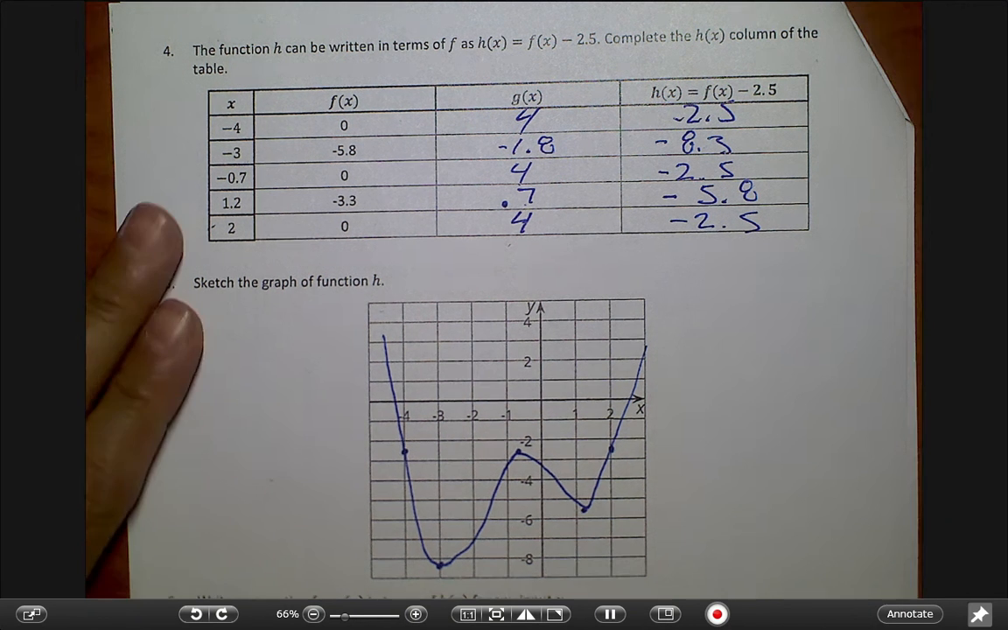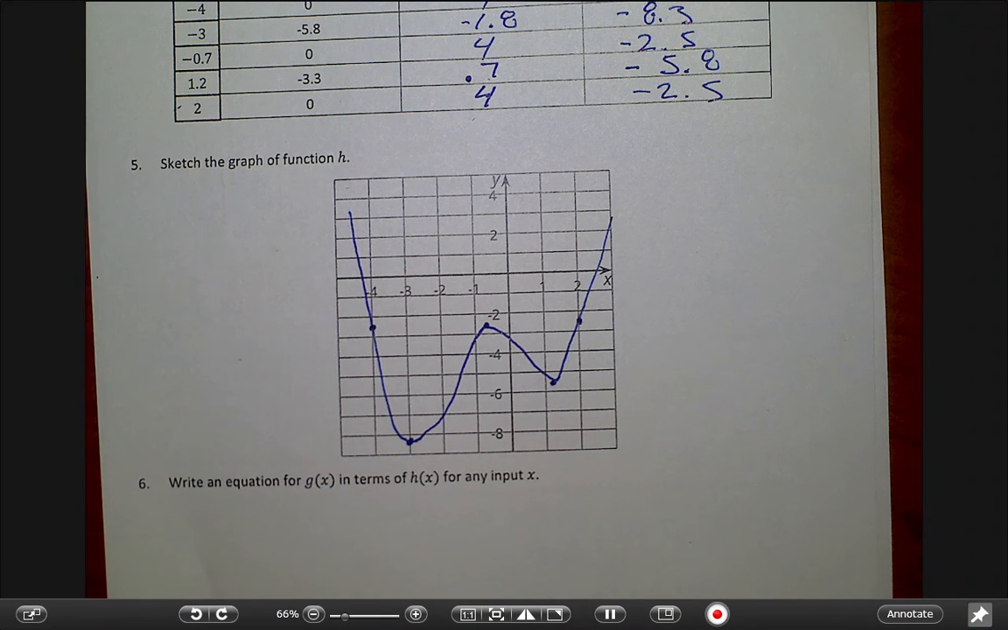Alright, so we should come up with a big Wario looking symbol here. See what I did there? Like video games, Wario. Not Mario, but Wario, like the bad Mario. See what I did there?